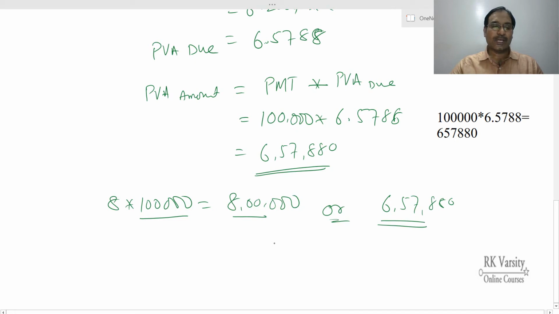This is how you calculate the present value of annuity due. Thank you.